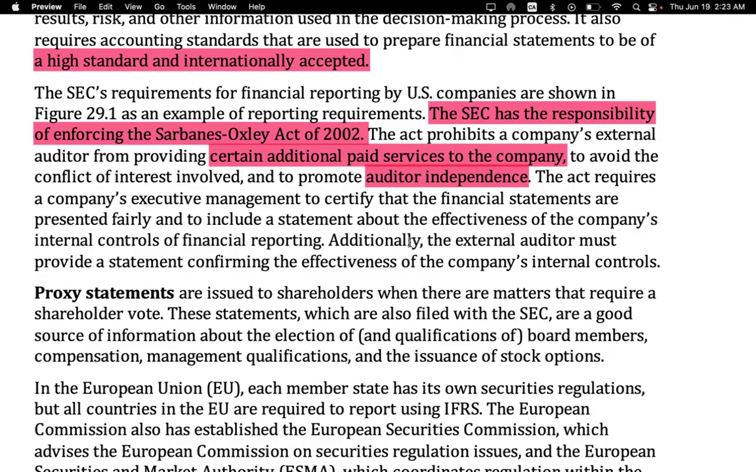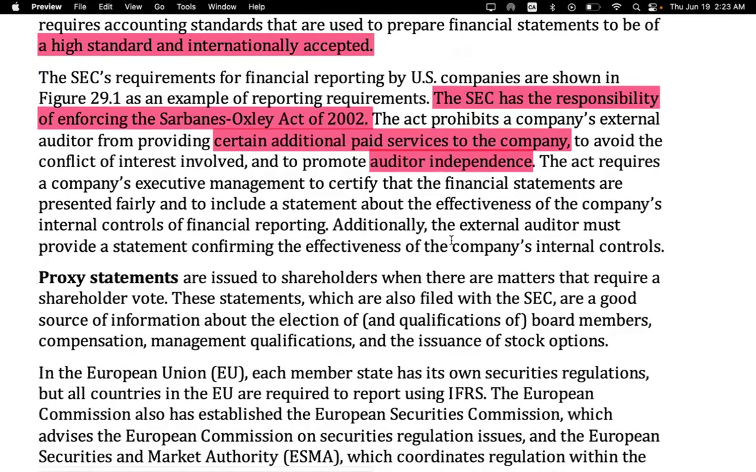And we are also going to issue a statement in which we say that our company's internal controls are very effective. Financial reporting is effective. So include a statement about the effectiveness of the company's internal controls of financial reporting. Additionally, the external auditor must provide a statement confirming the effectiveness of the company's internal controls.